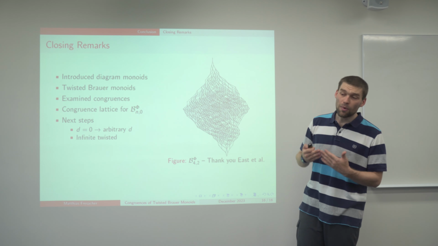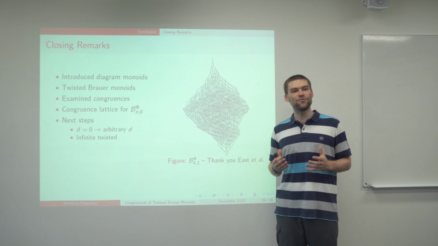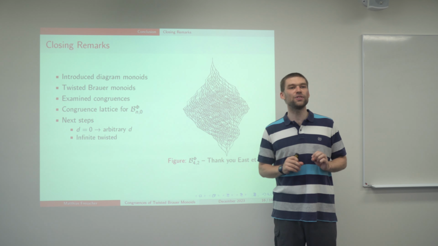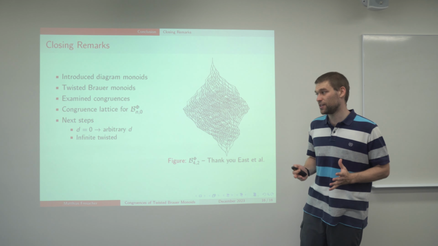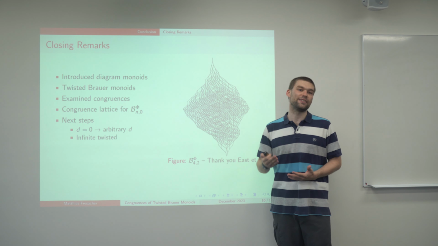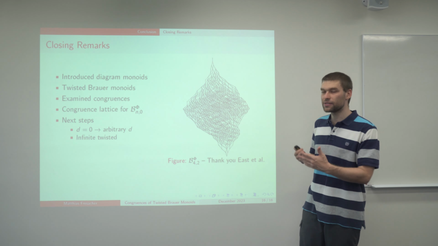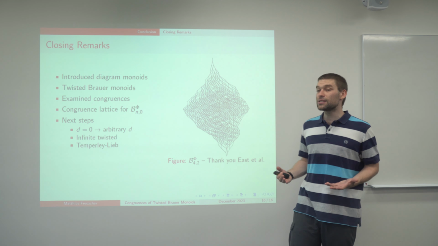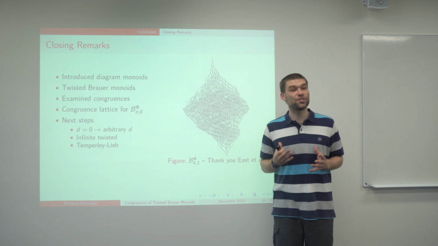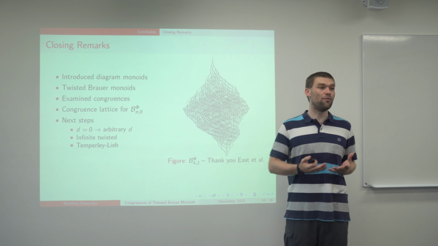There is an even harder version, and this is an infinite twisted version, where in hand-wavy terms, D is equal to infinity. It would also be nice to consider this setting. That would conclude the analysis of the Brauer monoid and its various types, and it would make sense to repeat this for other monoids, such as the Temperley-Lieb, which is a submonoid of the Brauer monoid.